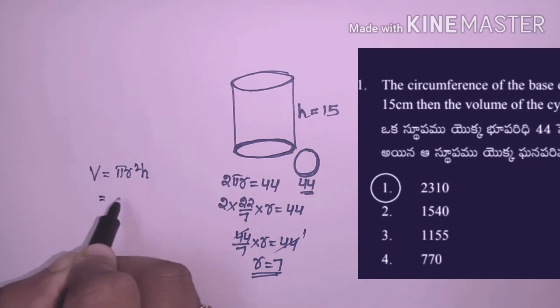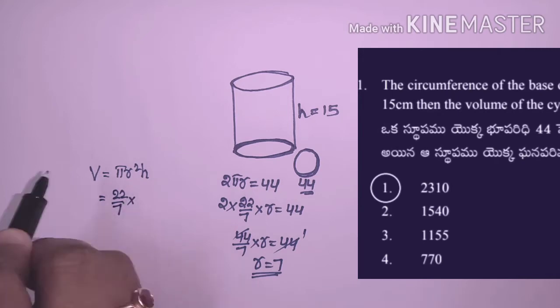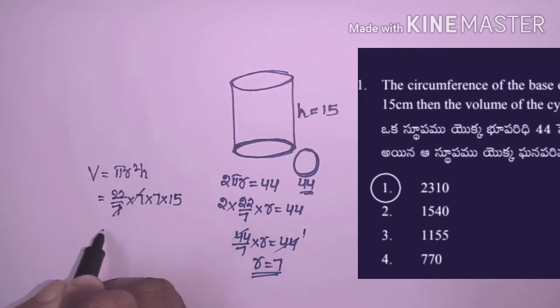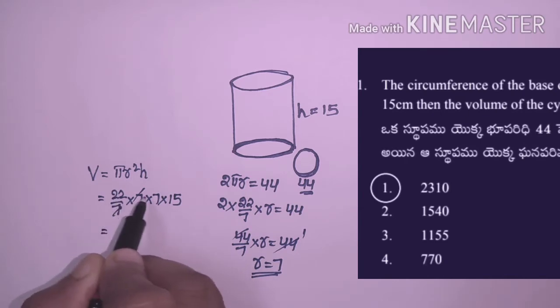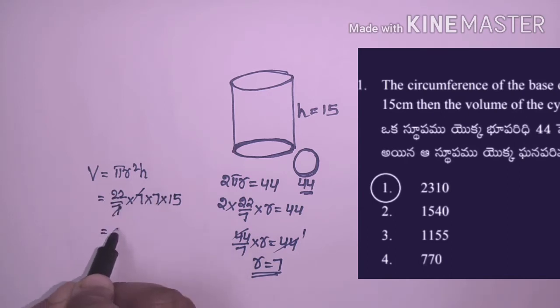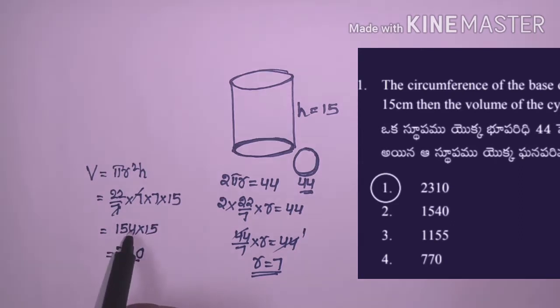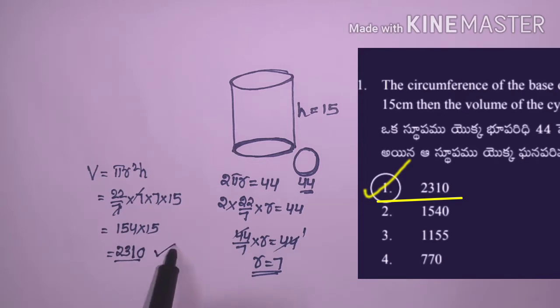Now replacing the values, what is pi? Pi is equal to 22 by 7 into the r value, 7, r into r, 7 into 7, into h value 15. Now taking the product of 22 into 7 is equal to 154. 154 into 15. Taking the product here, 154 into 15. By taking the product we get the value 2310. That is the first option.